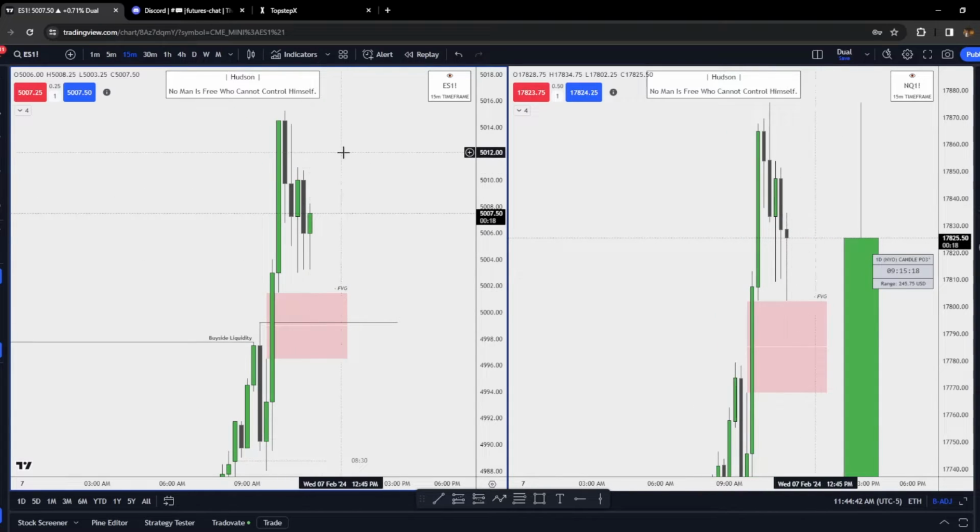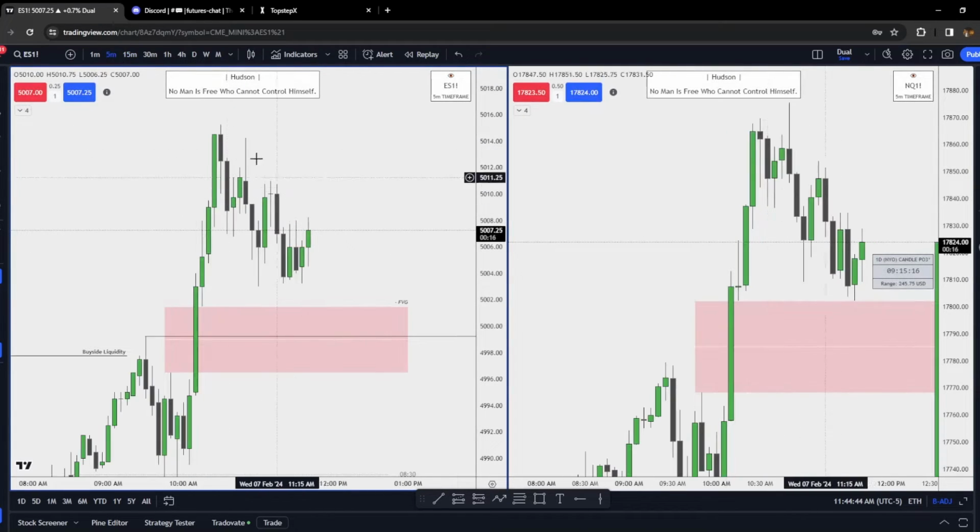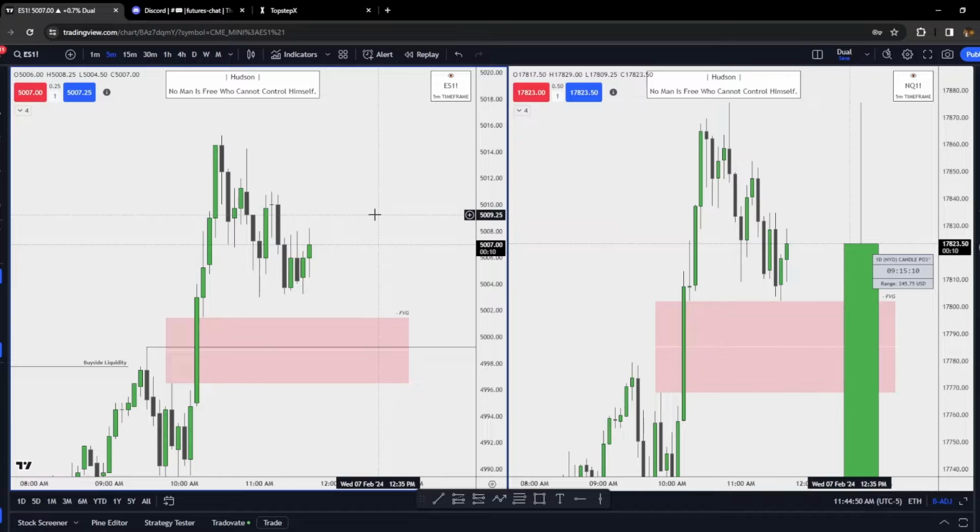So I just wanted to show you guys how the market is engineering liquidity in real time whenever we have these failure swings. But this video is going to be focused on how you are going to be finding the draw on liquidity. So let's get into that.